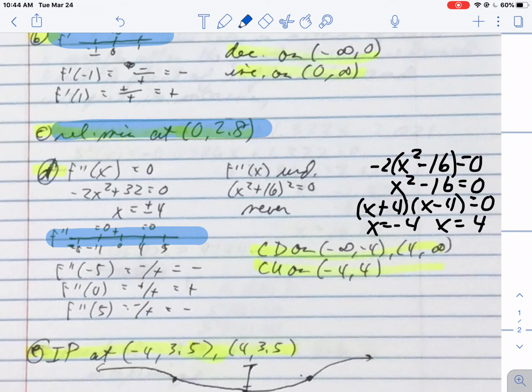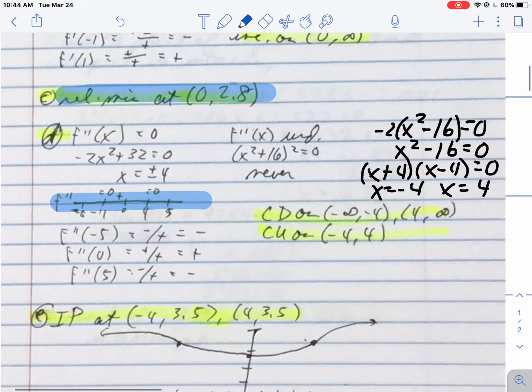So then in terms of inflection points, we said where we have a change in concavity, since we're changing from concave down to concave up at -4, then we have an inflection point at -4. Since we're changing from concave up to concave down at 4, then again we have a change in concavity. We have an inflection point at the point where x equals 4.